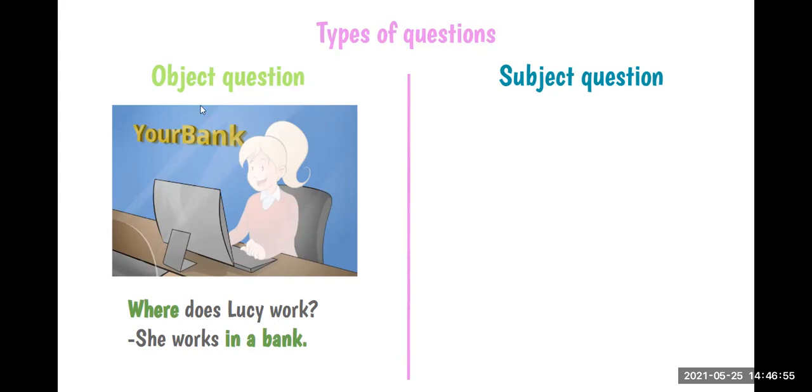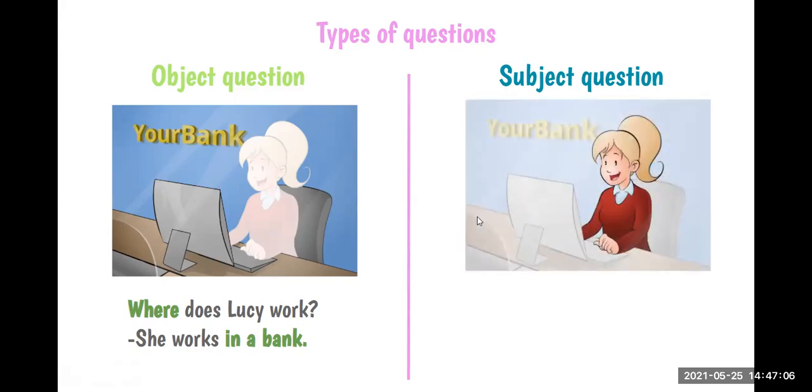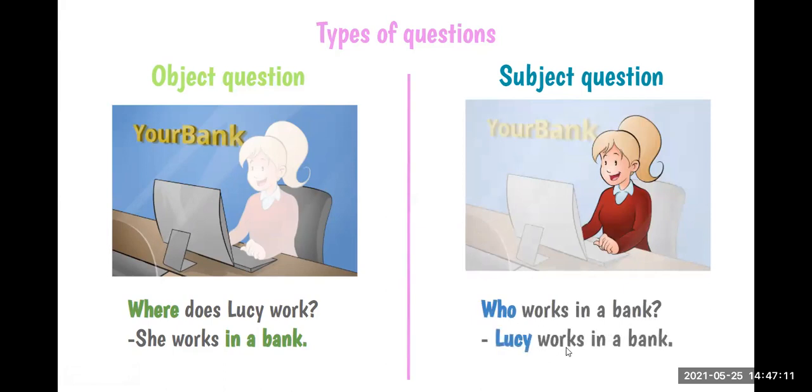In these kinds of questions, in object questions, we are asking about the object of the sentence. And in the subject question, who works in a bank? Lucy works in a bank. In the subject question, we are asking about the subject of the sentence. We want to know who is the subject of this sentence. And in this one, we want to know who or what is the object. This is the difference between subject and object questions.